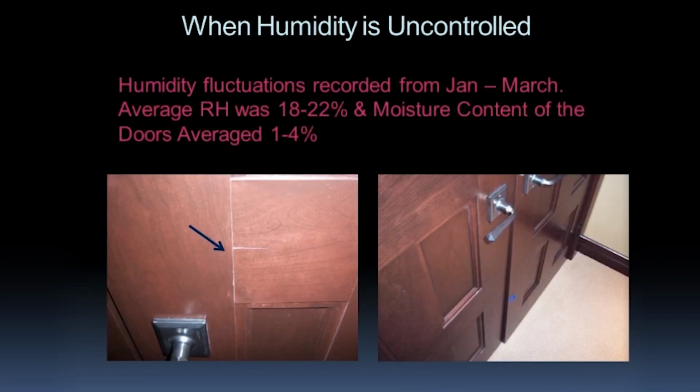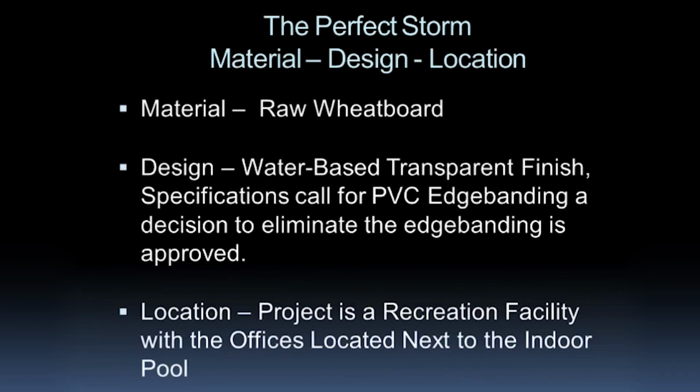And here's another example. This is not the airport. This is on another project. These doors are actually interior doors, so they're not exposed to weather outside. It's actually in the interior. So they were having problems. They were tracking the humidity, and from January through March, as it says, humidity ran between 18 and 22%. They were also checking the moisture content of the doors, and the average was 1 to 4%. As you can see, the doors are splitting. On the right, where you see the blue tape, the door is actually bowed that much from being flush.